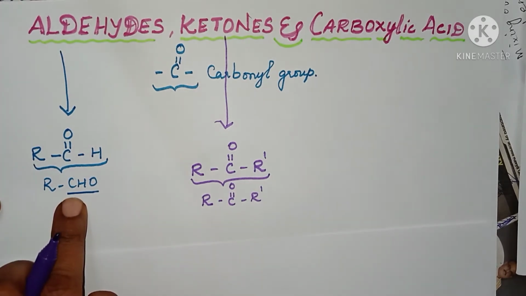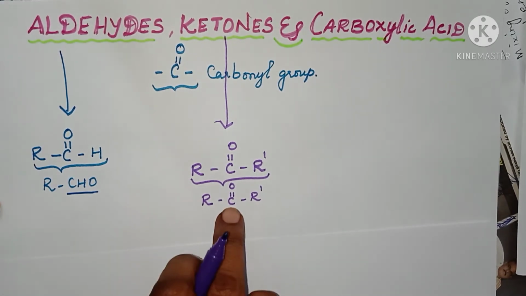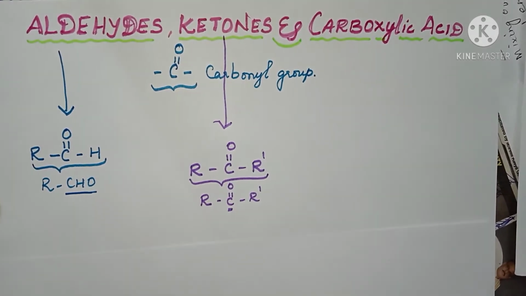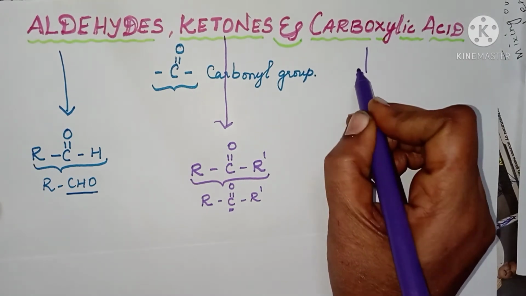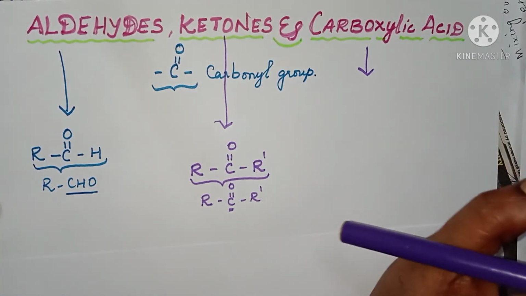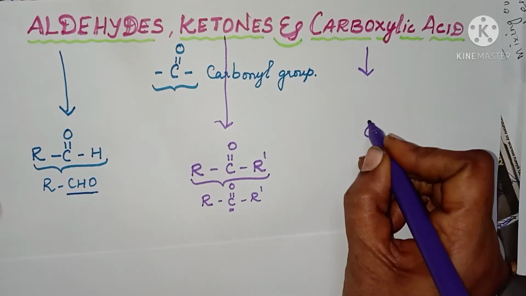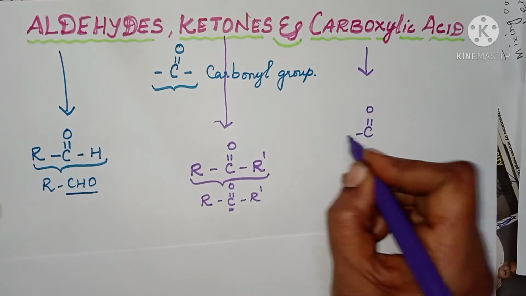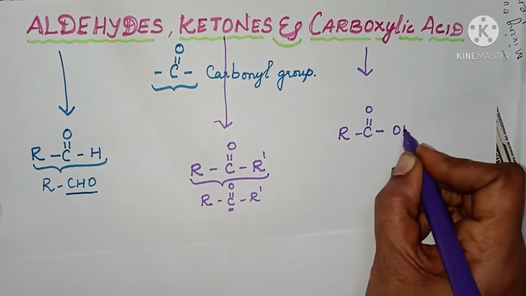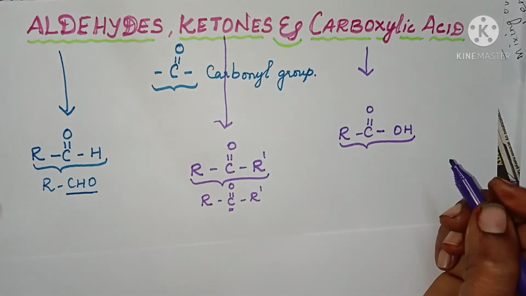So, what is the functional group of aldehyde? CHO. What is the functional group of ketone? C double bond O. Now you know very well, along with both the sides, something else is coming. Next one, carboxylic acid. What is the functional group of carboxylic acid? The backbone is C double bond O. Now this side, of course, an alkyl or aryl group will be there, and this side a hydroxyl group is there.